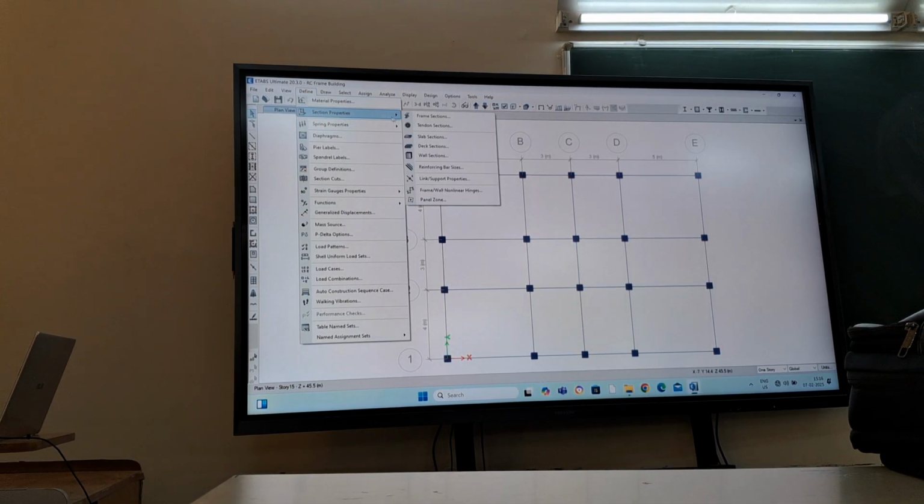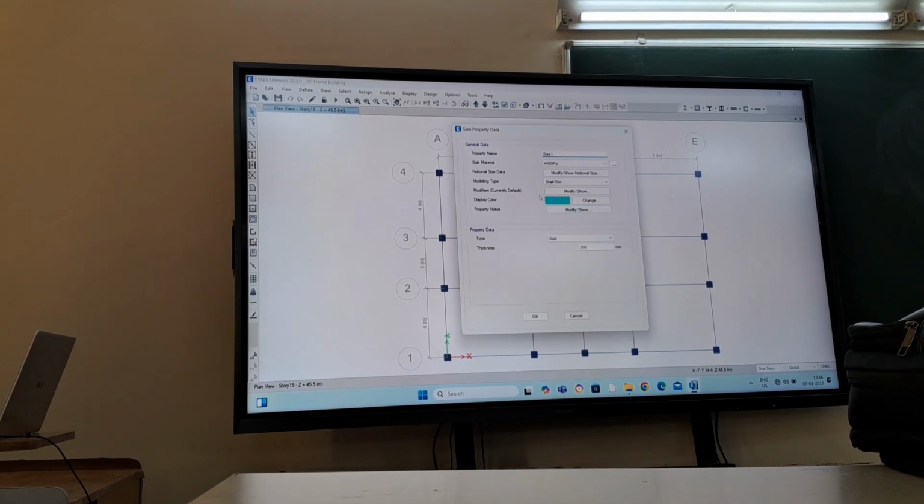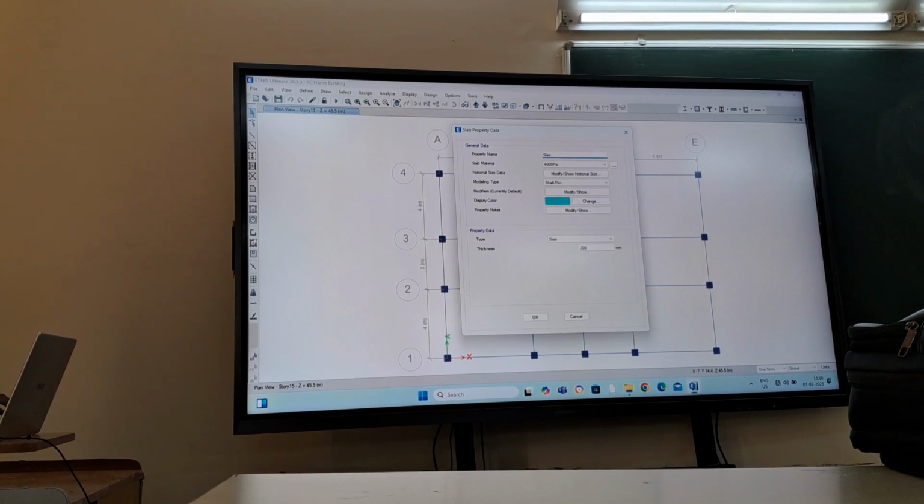then define slab section. Only one slab definition is there, but still I'll show one definition. You can name it anything you want. Let's say it is 150 mm.